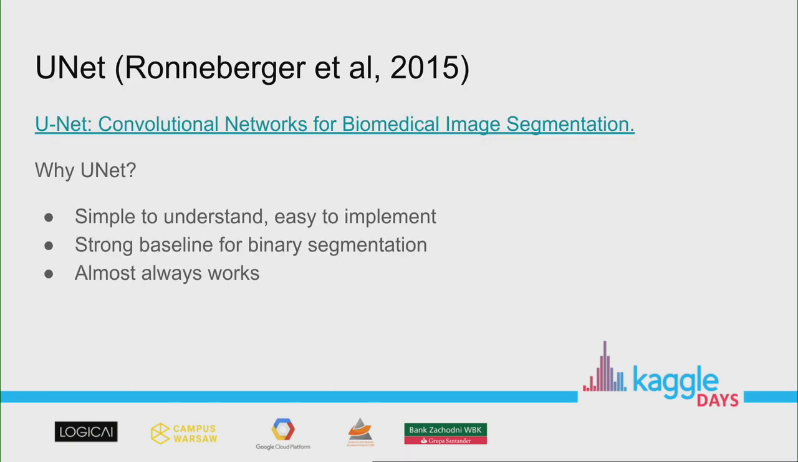Okay, so first, UNet. This is a classical architecture, and it was used, and it is still used a lot. So it is a really, really solid baseline. It's easy to implement, and it almost always works. If you're doing image classification, you often start with ResNet. If you're doing semantic segmentation, UNet is a perfect baseline. And we'll see how it works.